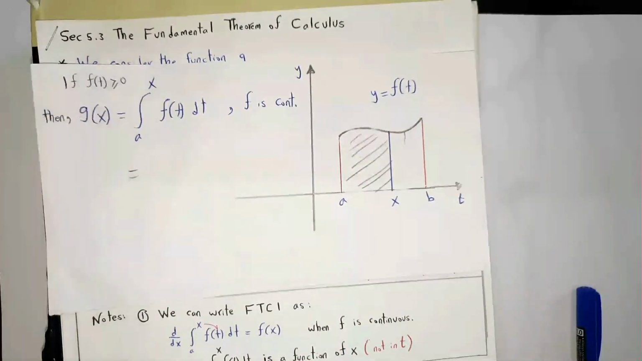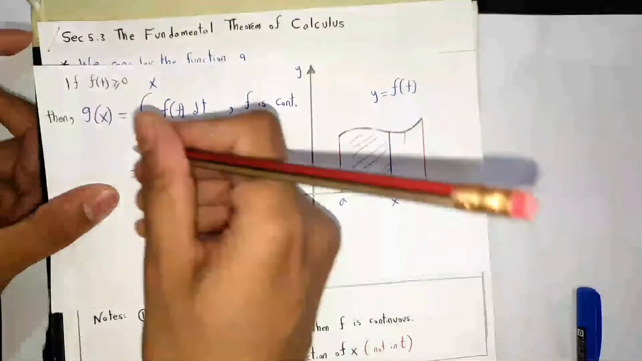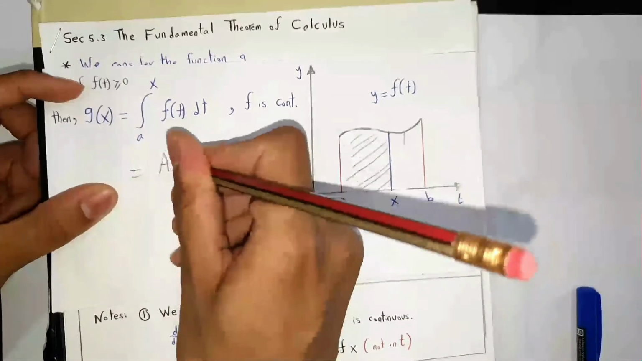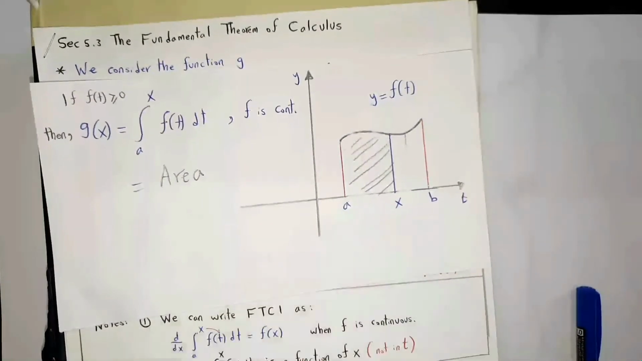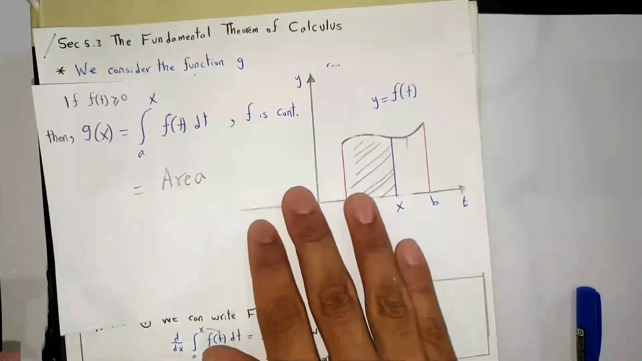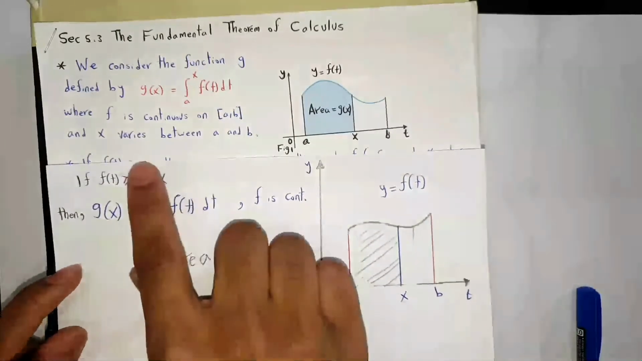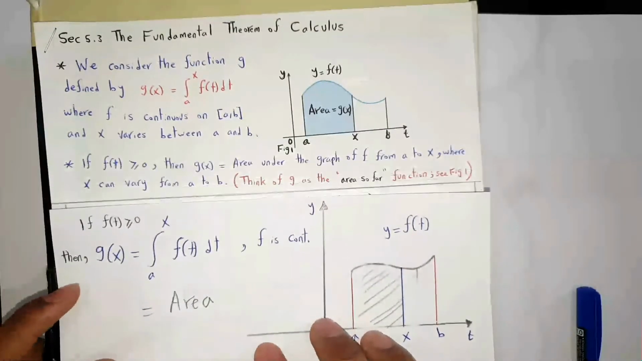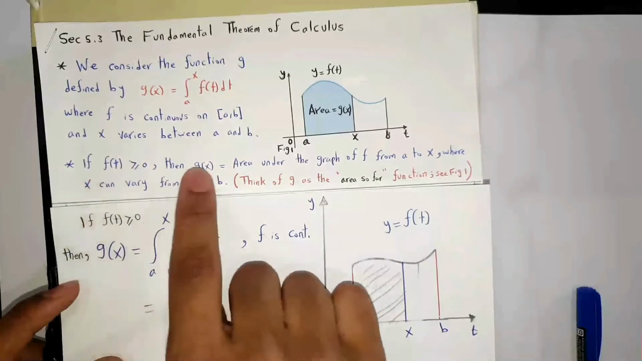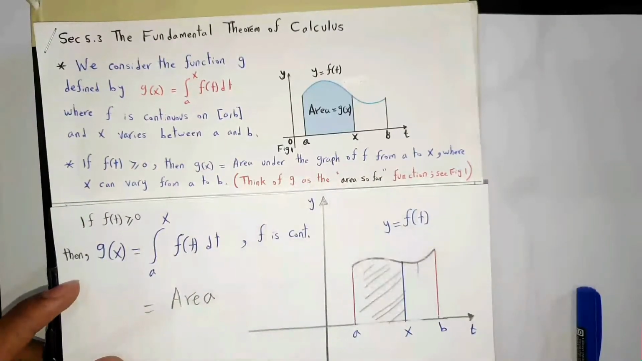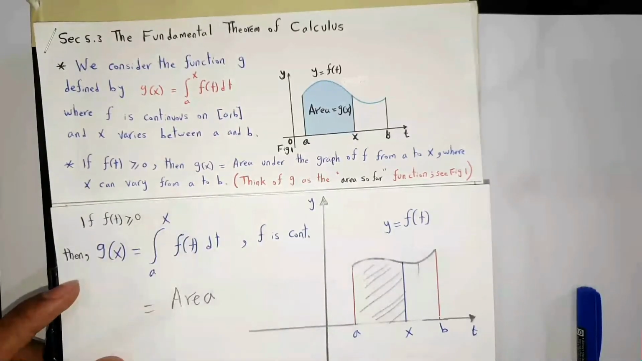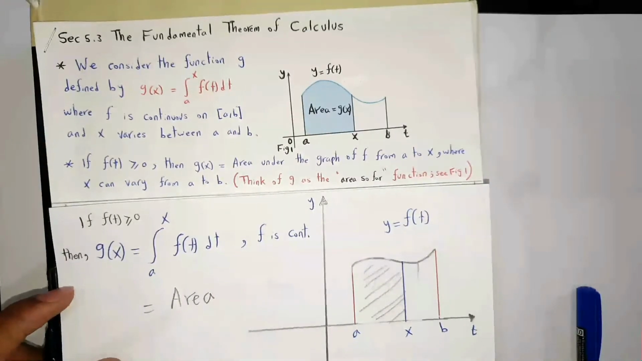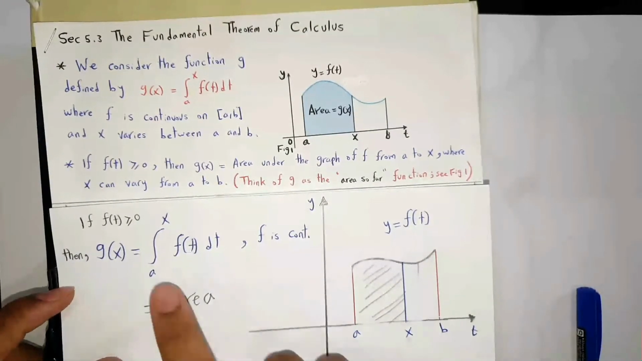So g is a function of x. So I will say g of x is represented so far by the area under the curve from a to x. And I already wrote this information in the note. As I said, if f of t is positive, then g of x will be the area under f from a to x, where x can vary from a to b. Good. Our goal in this section is to find the derivative of such a function.